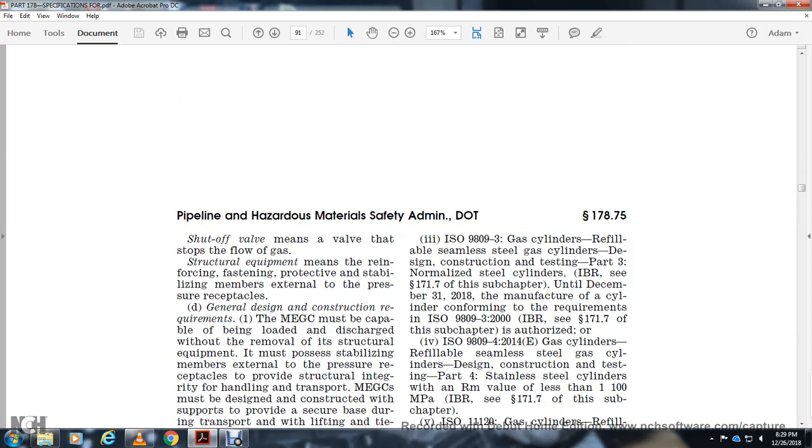Shut-off valve means the valve that would stop the flow of the gas. Service equipment means the reinforcement, fastening, protective, and stabilizing members external to the pressure receptacle.